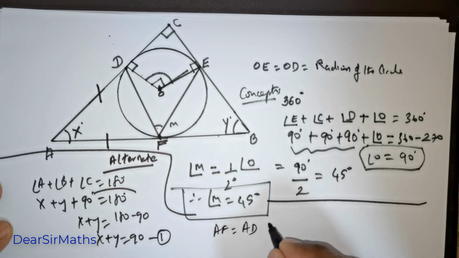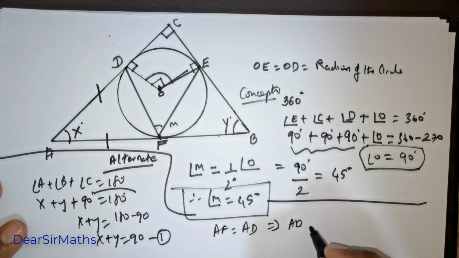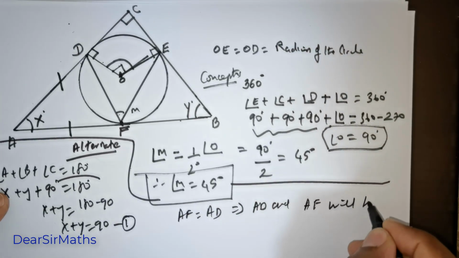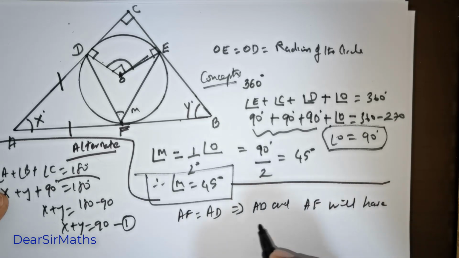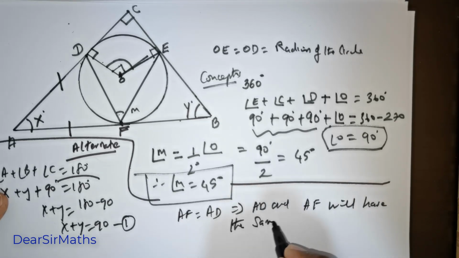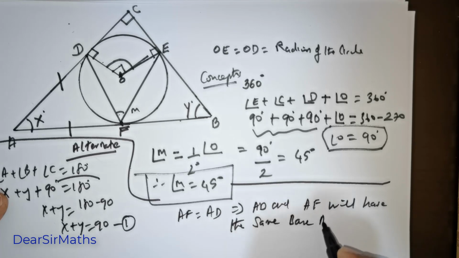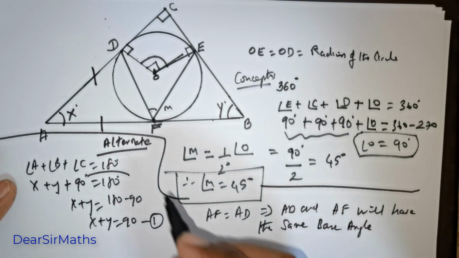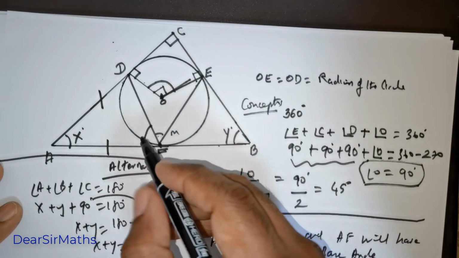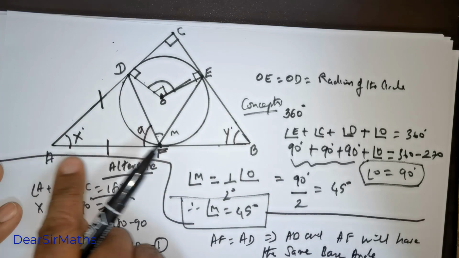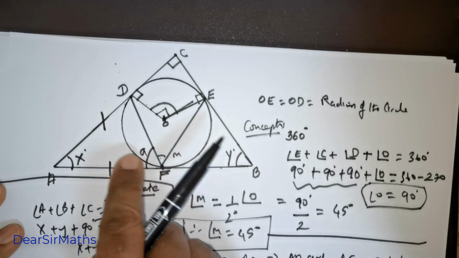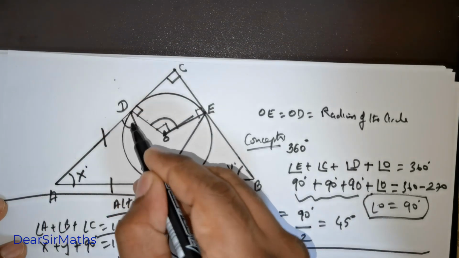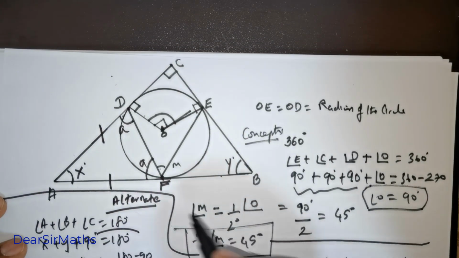So this would mean AD and AF will make the same base angle. Okay, so let me have A here. AF is making a base angle of A. That would mean AD will also make a base angle as A. So we got A and A there.